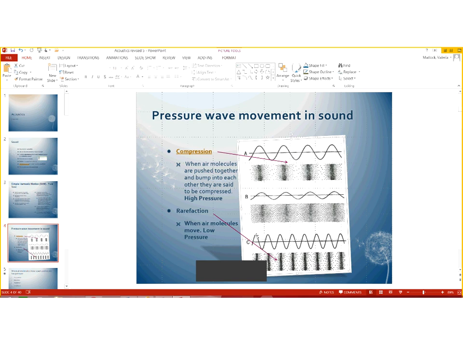So the difference that you're seeing: B has a lower amplitude because from its position of rest to the maximum point, or to the top of the wave, is smaller than C, the position of rest to the top of the wave, which is amplitude.